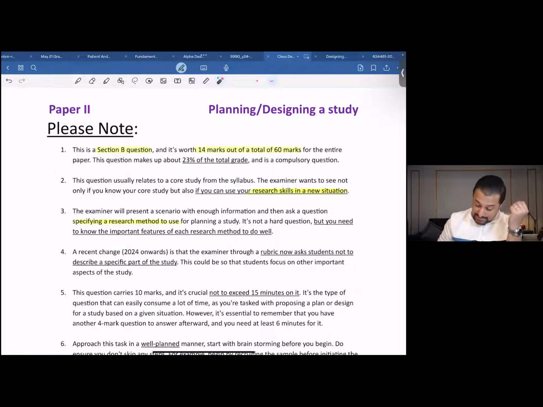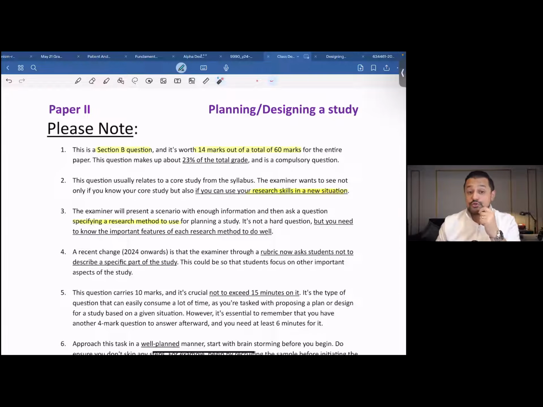Now, moving on, the second point. This question usually relates to a core study, usually, not necessarily. If I go a couple of years back, yes, these questions, the designing a study questions, used to revolve around a particular core study. But now that we're aware that our syllabus has changed, this might or might not be the case. Nonetheless, we shouldn't really be worried about this, because if we are good with research methodology and if we've practiced how to apply it, this shouldn't really make any difference.